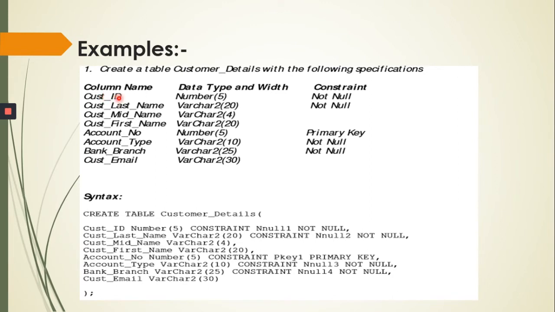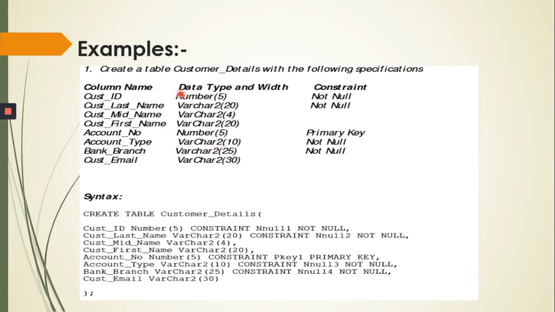Now, customer ID data type is number and size is 5, and it must be not null. Customer last name is varchar2 20 and not null, meaning it must have a value. Customer middle name is varchar2 and size is 4. Customer first name is varchar2, size is 20. Account number is number 5 and it is the primary key. Account type is varchar2, size is 10, not null. Bank branch is varchar2, size is 25 and not null. Customer email address is varchar2 and size is 30. This specification is given. Remember this.